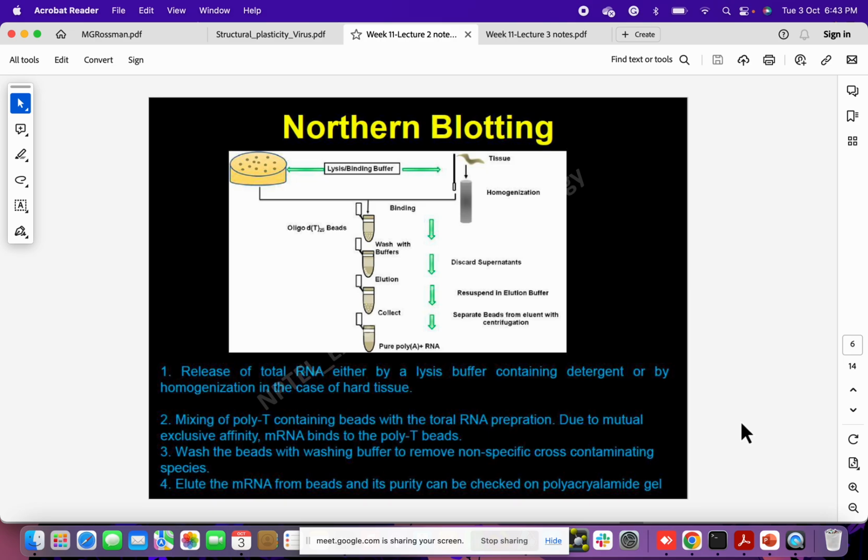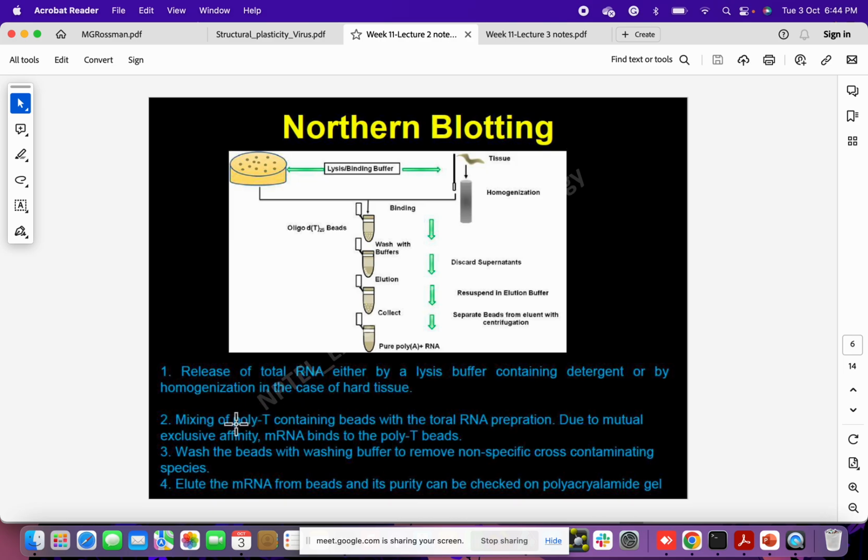Northern blotting, lysis or binding buffer. So this is tissue homogenization, and then that will be followed by binding. So this is an oligo dT column, so that the poly A tail will get bound to it. And then you have to do the affinity purification: wash, then elution, and then purification.